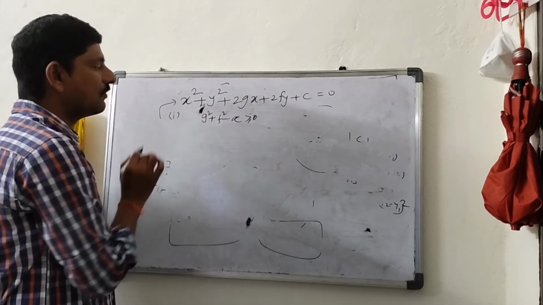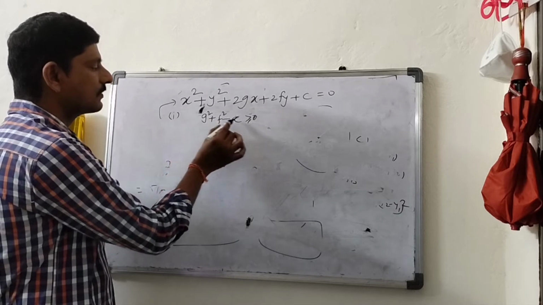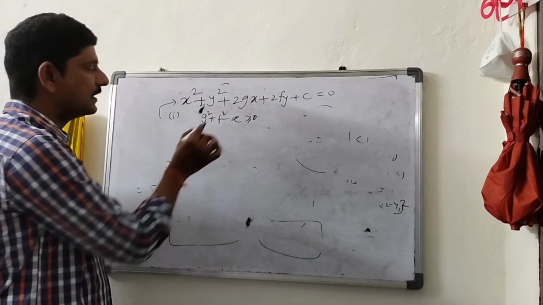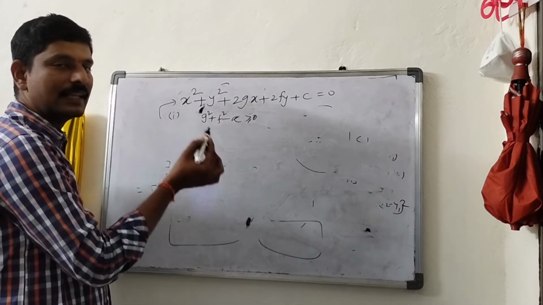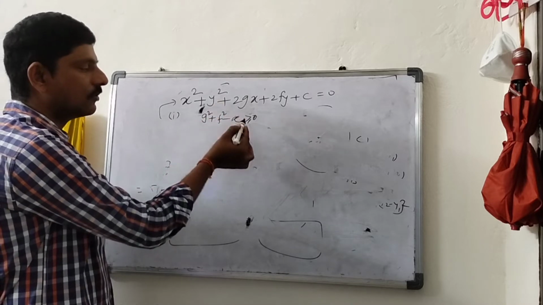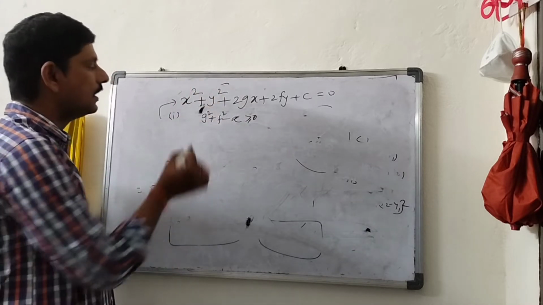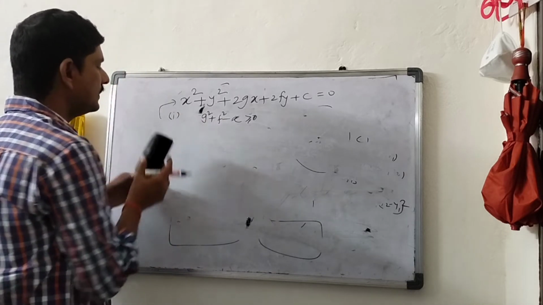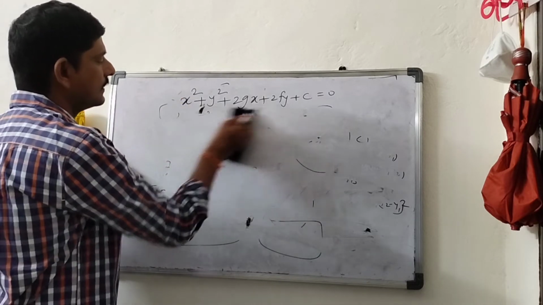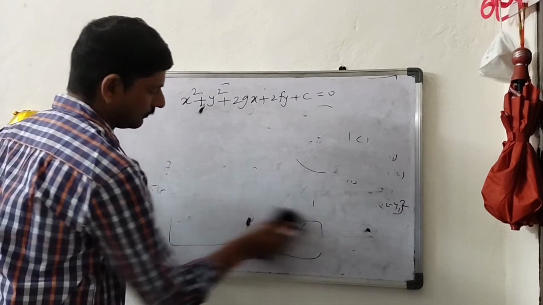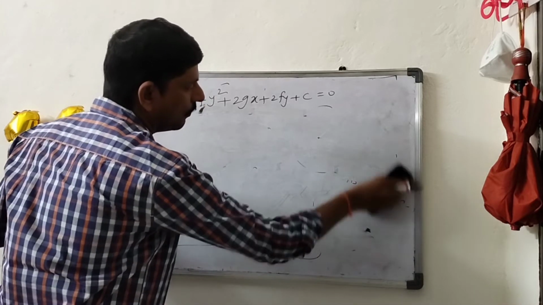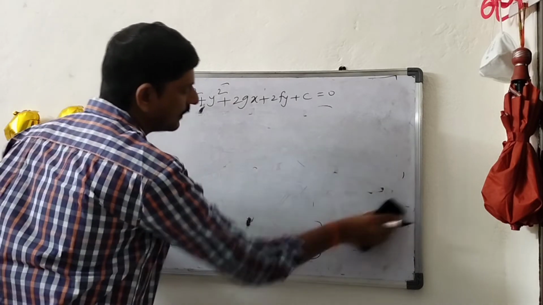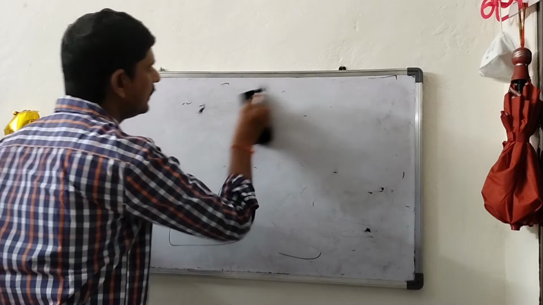So the second degree equation represents a circle if g square plus f square minus c is greater than or equal to 0. Why g square plus f square minus c greater than or equal to 0? Because it represents the radius. If radius is greater than or equal to 0, that means g square plus f square minus c greater than or equal to 0, then only the radius exists. So this condition is very, very important. Now we have to find the center and radius of this general form. If the general form is given, we can find the center and radius, and if center and radius are given, we can find the equation of circle.